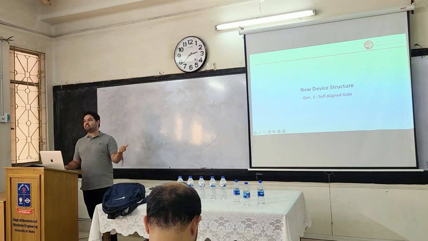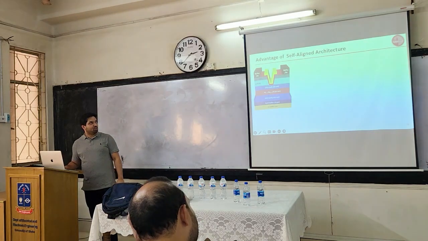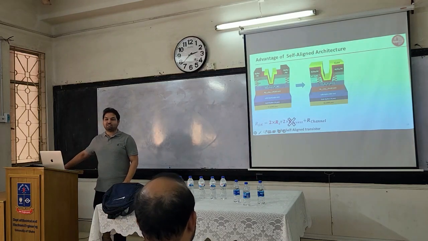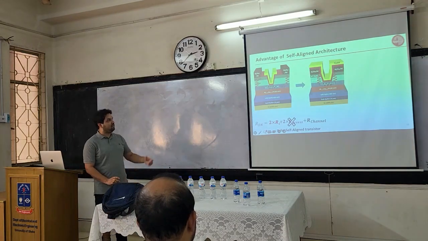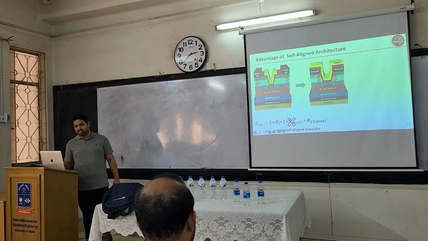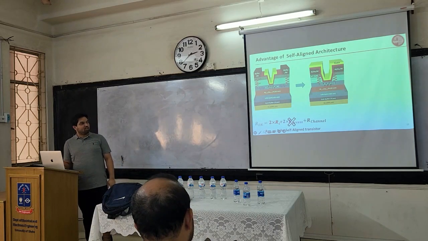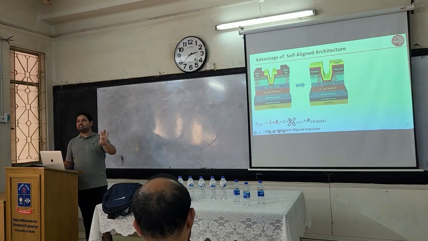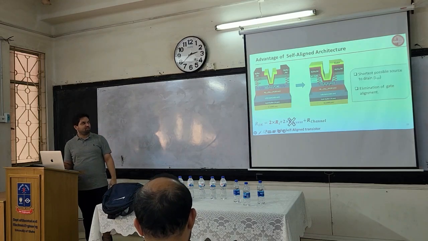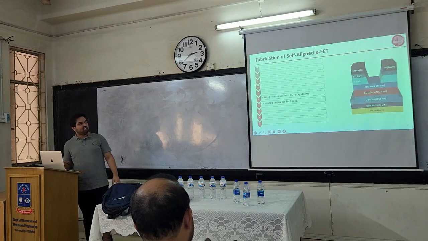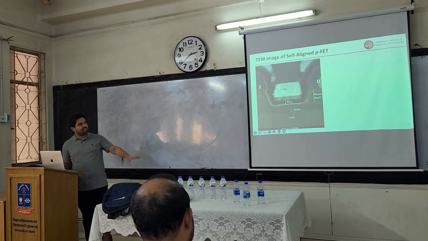So now let's take this learning to generation 2. What we have done is analyze what the sources of resistance are in this device. We have the contact resistance, which is in red, and then we have the excess resistance, and then we have the channel resistance. Contact and channel we cannot get rid of, but excess we can. If we make a self-aligned device, we can get rid of the excess resistance and try to improve the current density. Then we did the processing again, and this is the device.